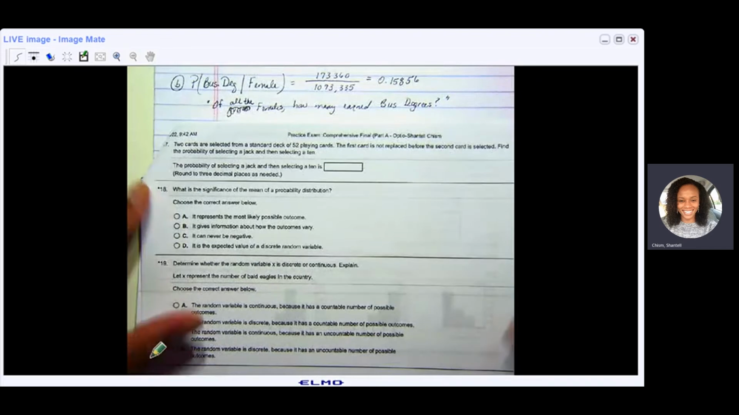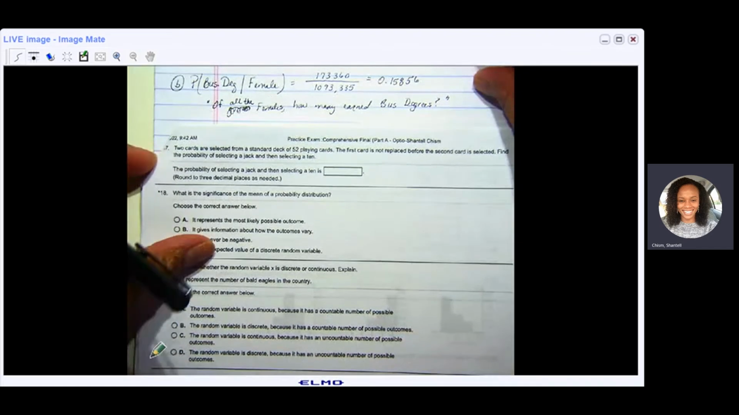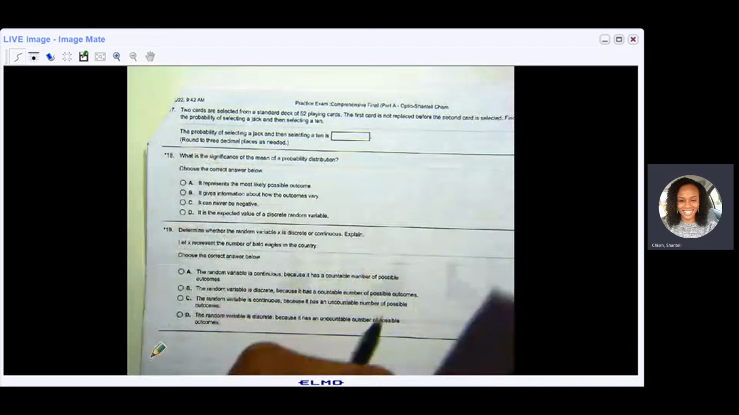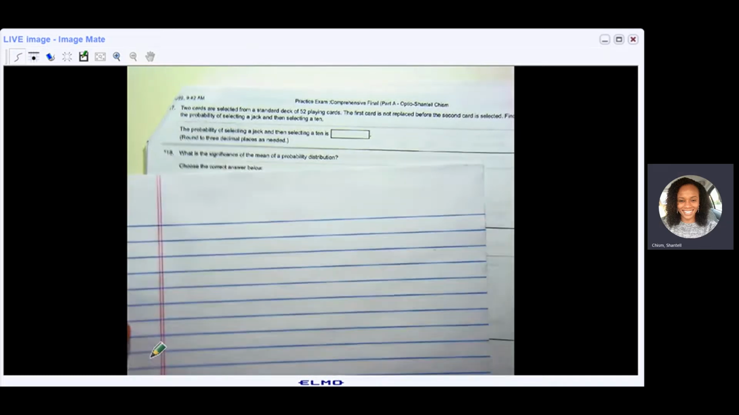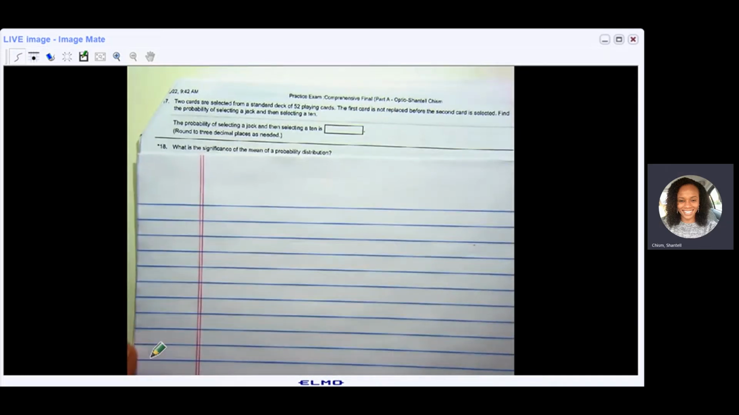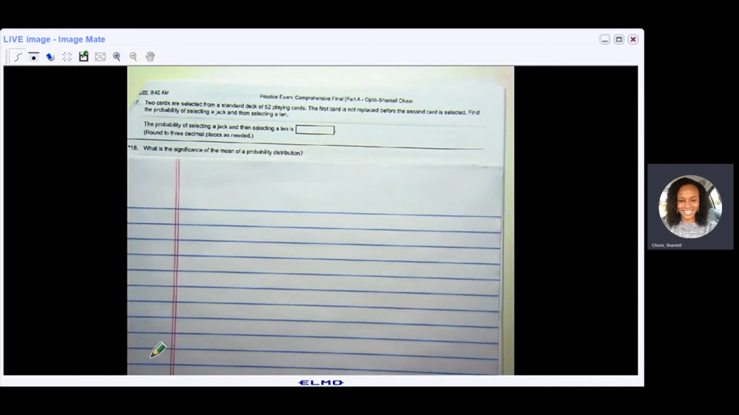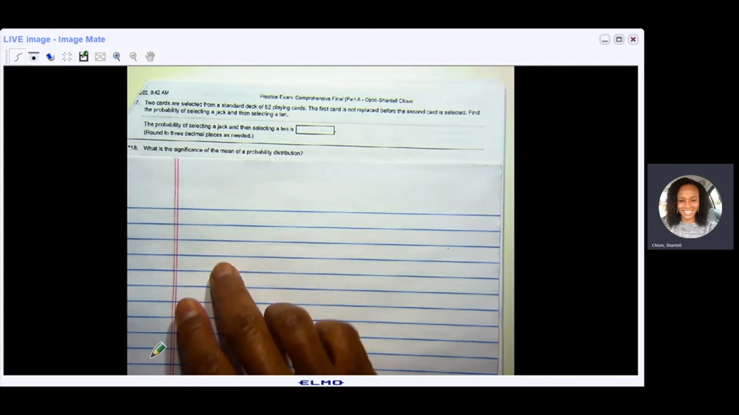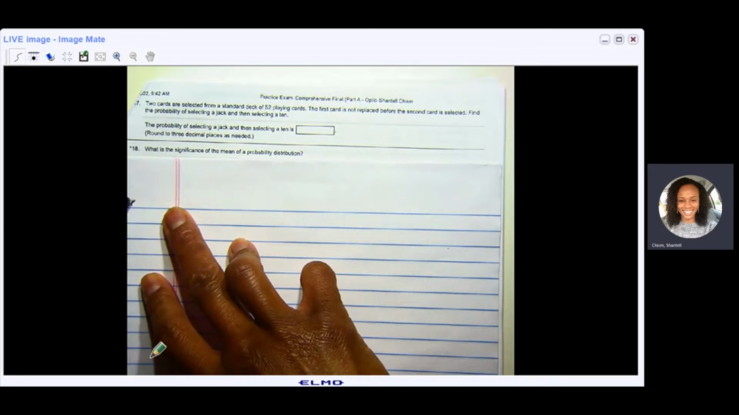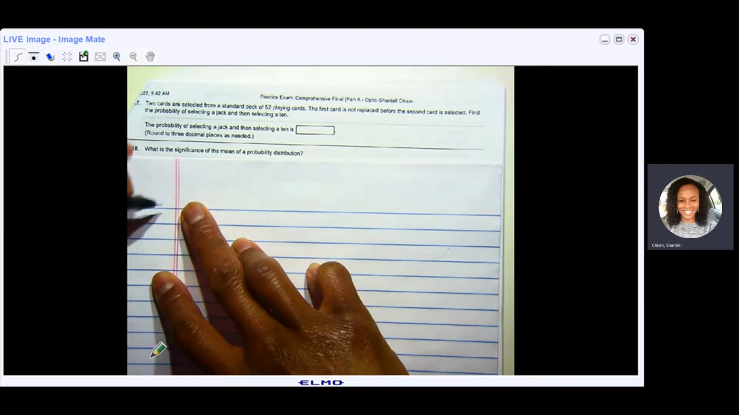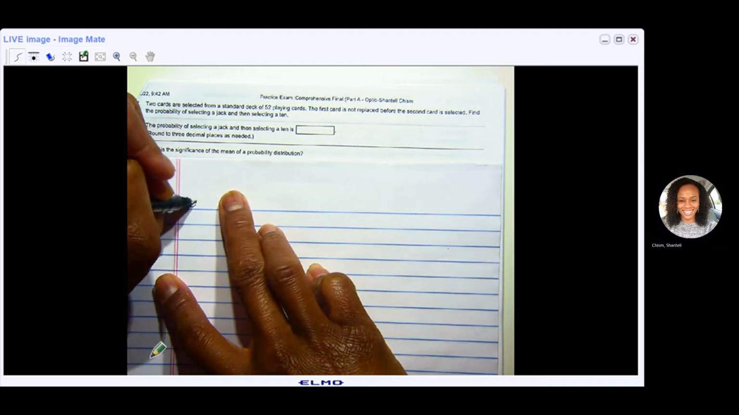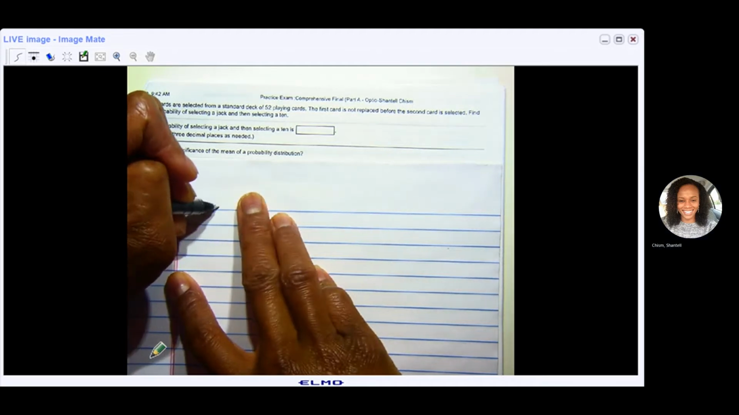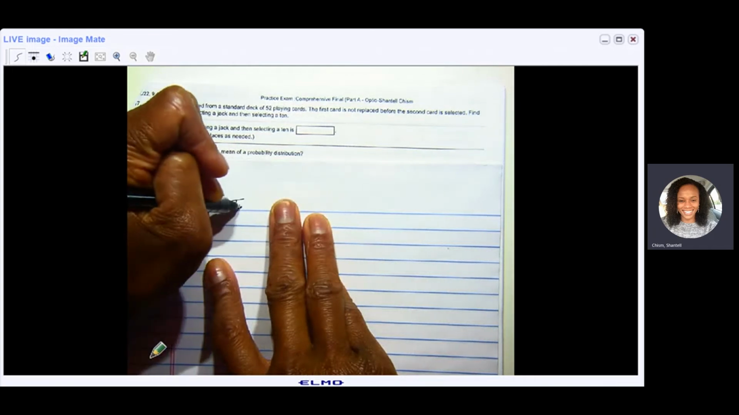So number 17 says 2 cards are selected from a standard deck of 52 playing cards. The first card is not replaced before the second card is selected. Find the probability of selecting a jack and then selecting a 10. So we're selecting 2 cards. Probability of selecting a jack first, and then selecting a 10.